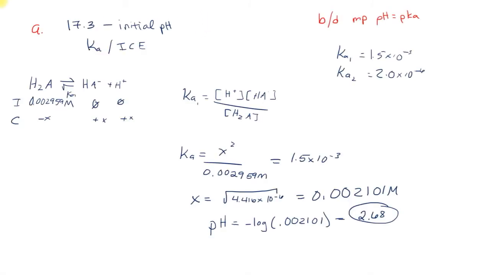At point B, we're at a midpoint. Yay, this one's easy because pH equals pKa. And since this is midpoint 1, I'm going to use pKa 1. Perfect. So we're just going to take the negative log of the Ka, which I just wrote down.